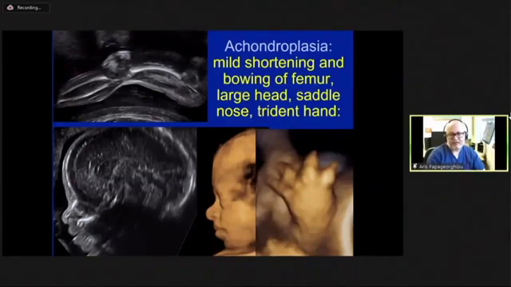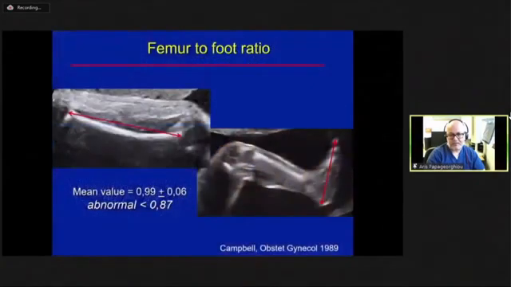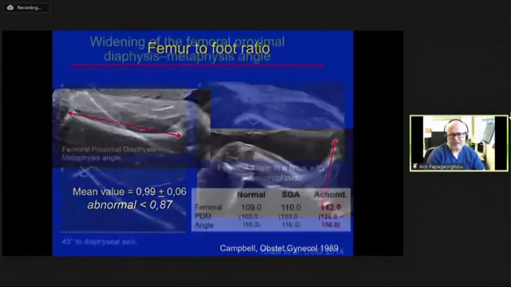And in the third trimester, you see this mild shortening of the femurs and the relatively large head. You can see the saddle nose and also the characteristic trident hand in this case. A femur to foot ratio was recommended earlier. I don't think it's a hugely useful marker because there's so much overlap.